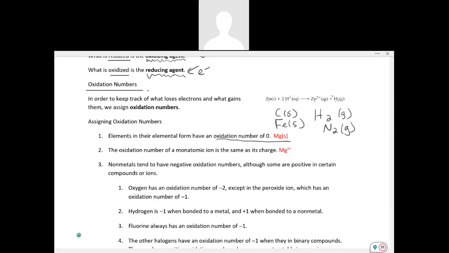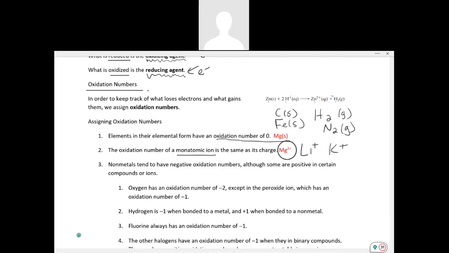Whenever we have a monoatomic ion, it's going to be the same as its charge. So magnesium in its ionic state will have a +2 charge. Like so, we would see lithium will be +1, potassium +1, etc.